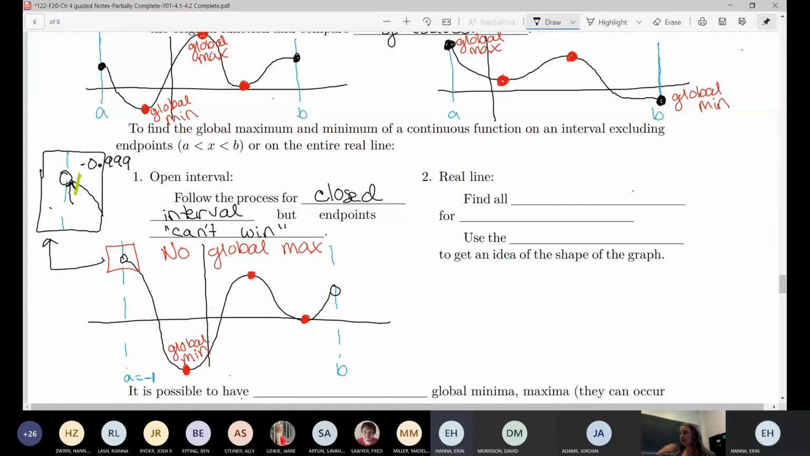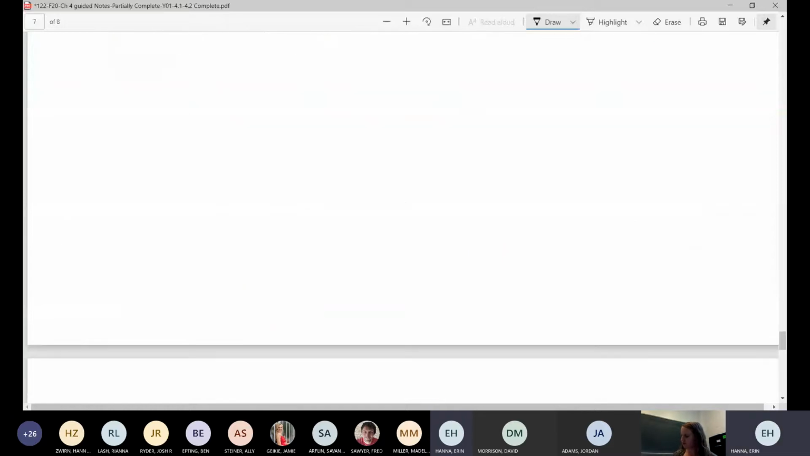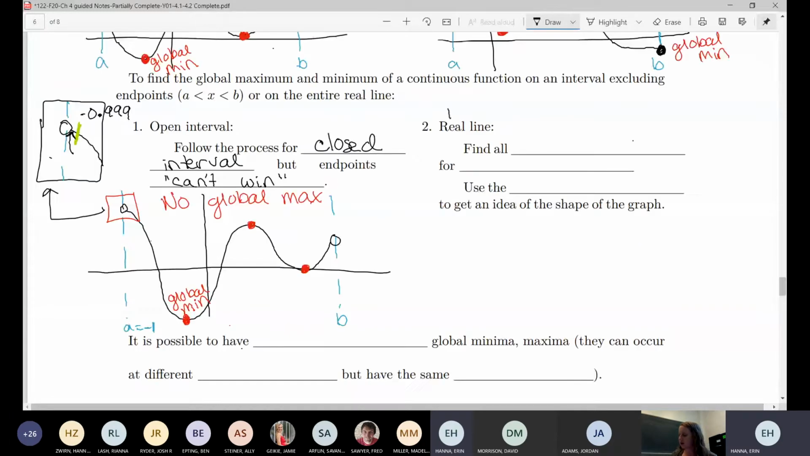So then there's one last case, and then we'll do some examples, I promise. There's one last example of going over the real line. And this is sometimes over the entire real line, or it can also be over half the real line. So it could be something like going from 0 to infinity or negative infinity to 0. As long as one of the endpoints you were looking at would actually be infinity, you're in this situation.